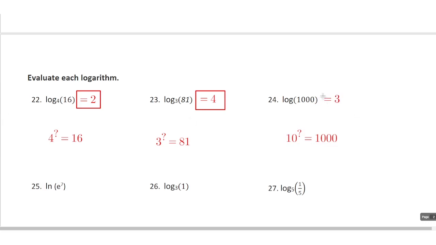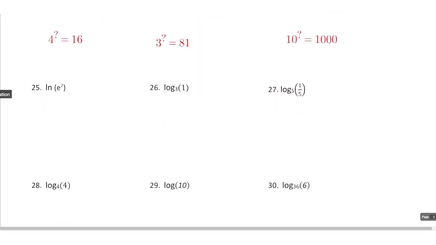Now, if you're dealing with these logs with base 10, a quick way of figuring out what that exponent needs to be is really just to count the zeros here. Notice there's 3 zeros here. That is 10 cubed. So like 10 to the, let's say, 5th power would have a 1 with 5 zeros and so forth.